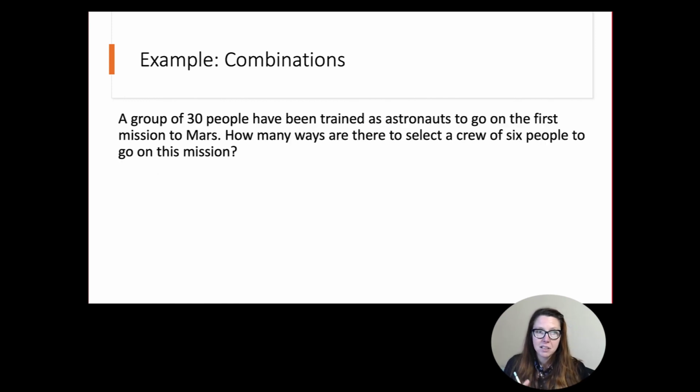Okay, now we've got another one. A group of 30 people have been trained as astronauts to go on the first mission to Mars.